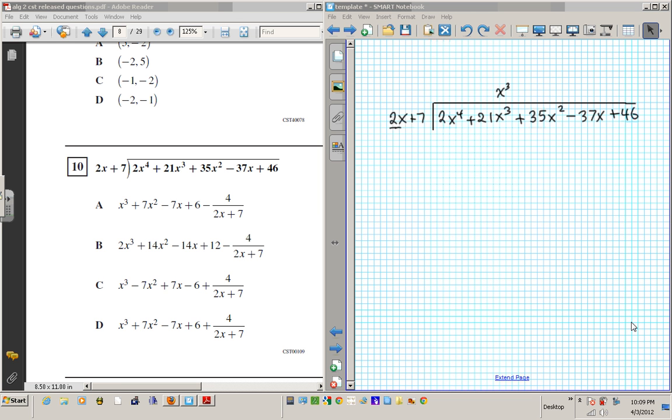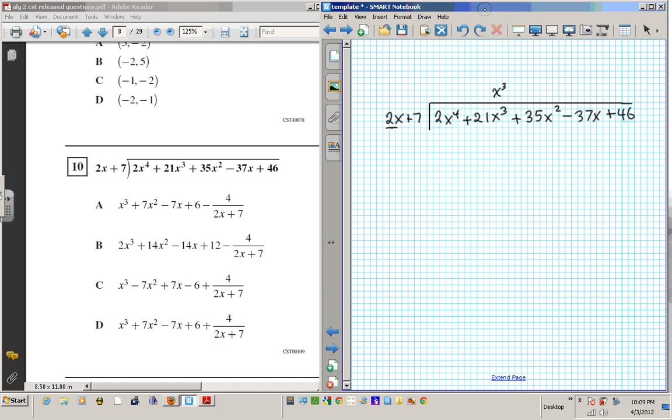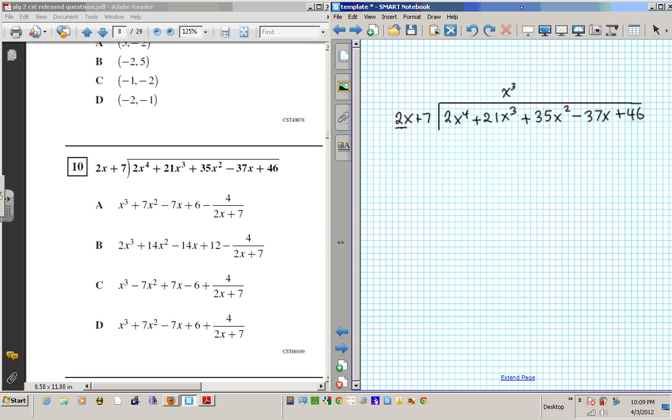Alright, so when we distribute this to both, it's going to give me 2x to the fourth, because x to the third times 2x is 2x to the fourth, and then x to the third times 7 is plus 7x to the third. I'm going to subtract downwards.